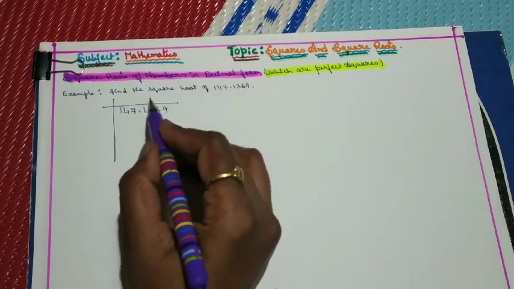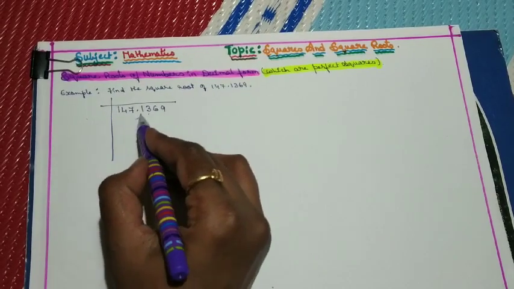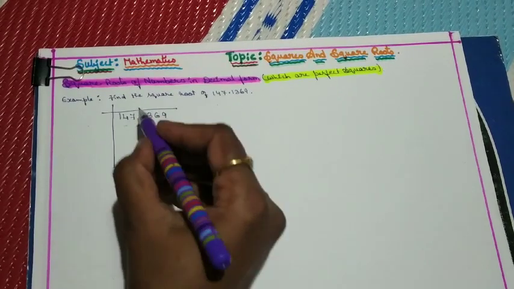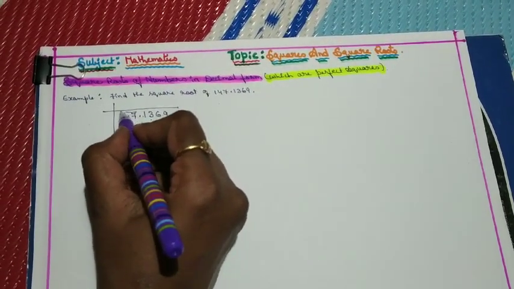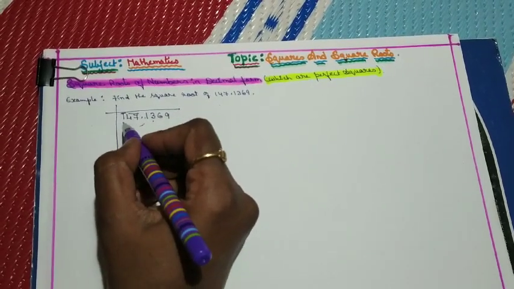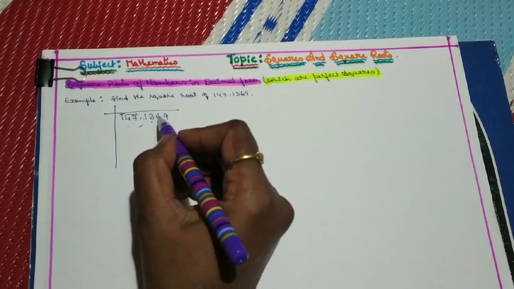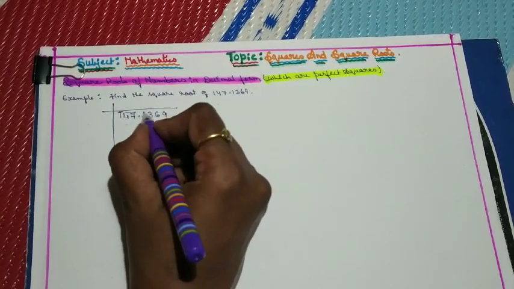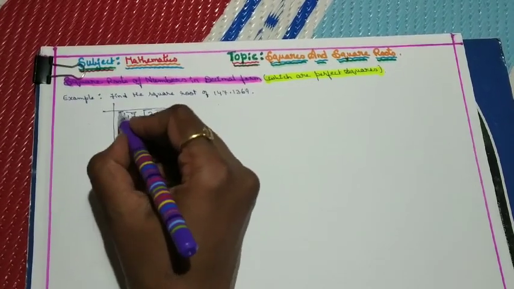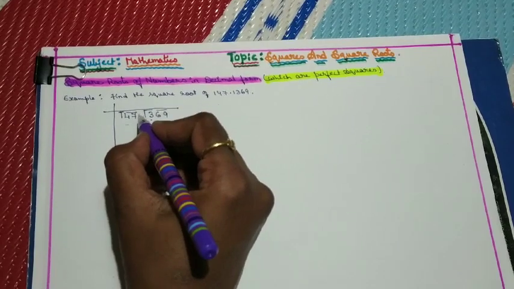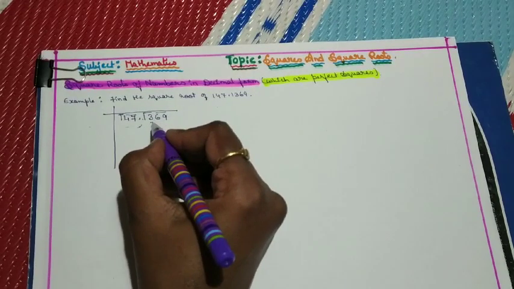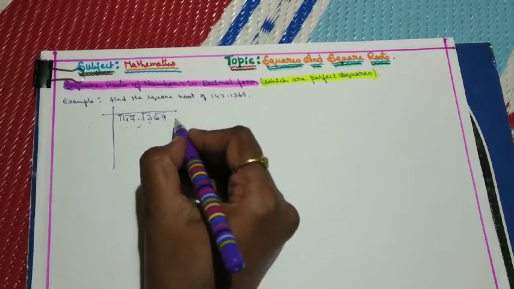So first, 147.1369. The first step is, in the whole number part, make pairs from the right. So here we get two periods, right? But in the decimal part, make the pairs from the left. Keep in mind, in the whole number part we make the periods or pairs from the right side of the number. For the decimal part, we make the pairs from the left side.